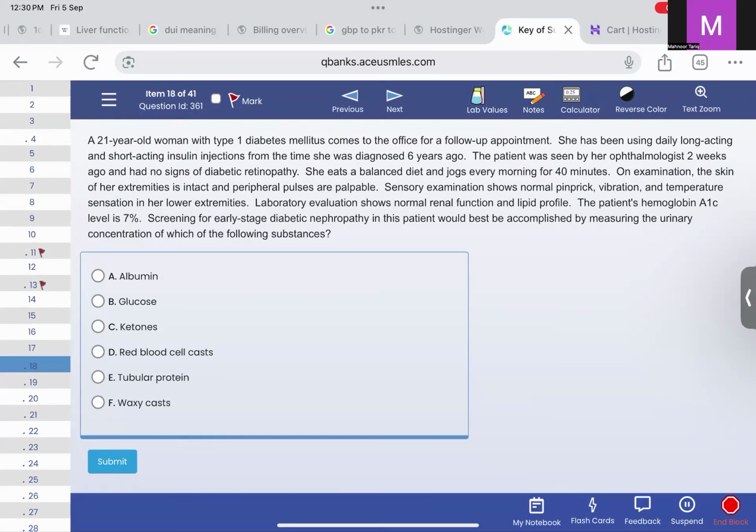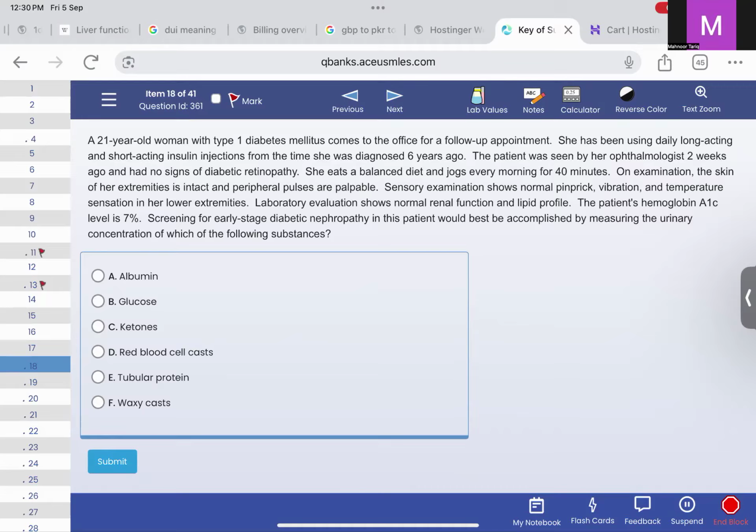On examination, the skin of her extremities is intact and peripheral pulses are palpable. Sensory examinations show normal pinprick, vibration, and temperature sensation in her lower extremities. Laboratory evaluations show normal renal function tests and lipid profile. The patient's HbA1c is 7%.